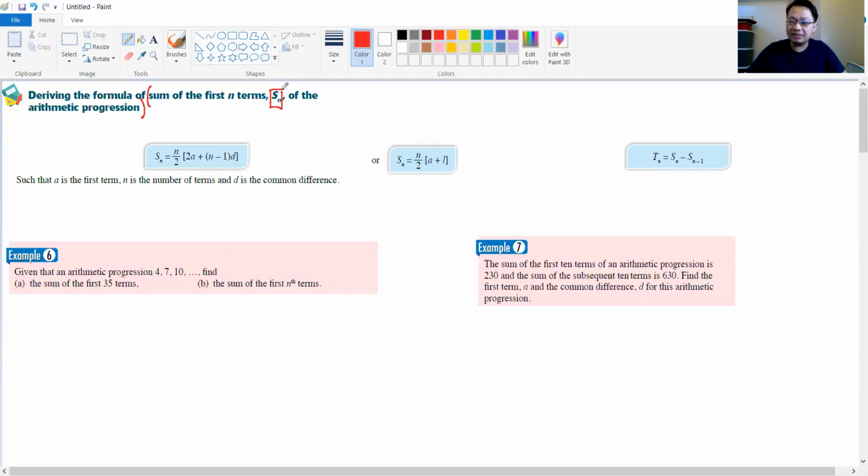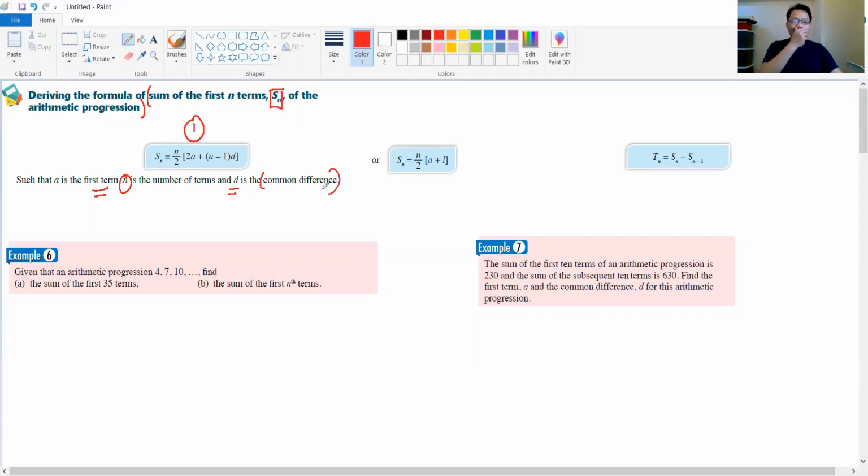So there are two formulas actually. The first formula is Sn equals n over 2, bracket 2a plus n minus 1 d. We know that a is our first term, n is the number of terms in the sequence. If the sequence has 23 terms, that means S23. And d we already know, which is the common difference, or in Bahasa Melayu we call it beza sepunya.